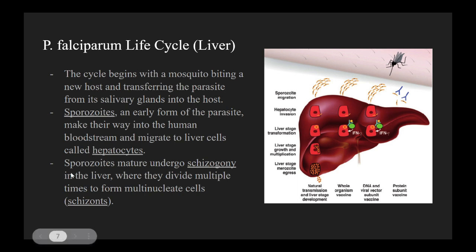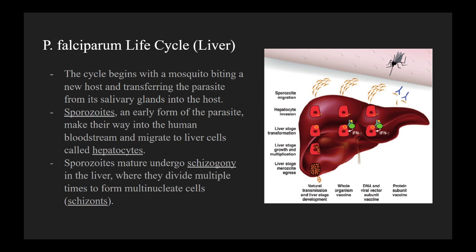Now, these sporozoites are going to mature and grow bigger, and eventually they'll undergo what's called schizogony. Think of it like mitosis, where the nucleus divides and you make a bunch of new cells. But in mitosis, one cell creates two identical cells, whereas in schizogony we create a ton of cells. For these parasites, it's like 20 to 30.